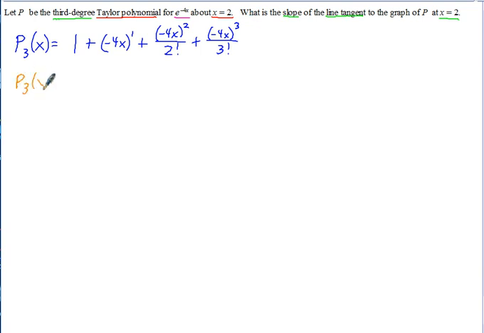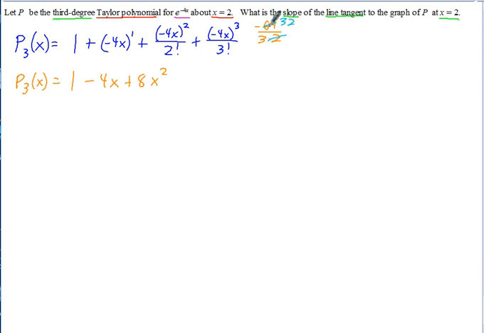So the third degree Taylor polynomial simplified would be 1. This becomes minus 4x. That's negative 4 squared is 16 divided by 2 is 8. And we've got x squared plus negative 4 cubed is negative 64 over 3 factorial, 3 times 2. And then we can see the 2 goes into 64 32 times. So we end up with, actually this is not plus, it's minus, isn't it?